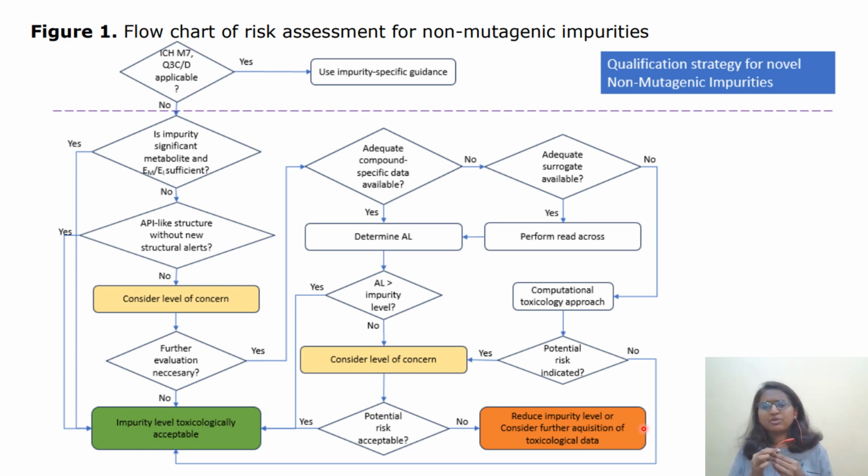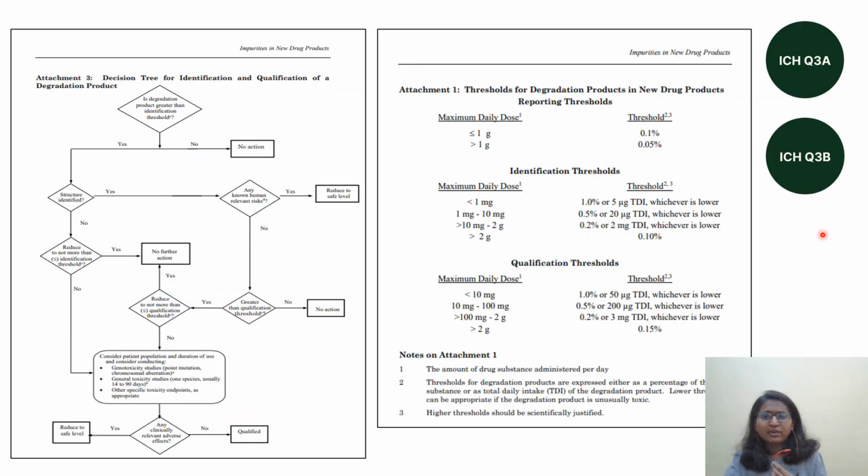you have to perform studies as given in the ICH Q3A or Q3B decision tree. At minimum, you have to perform some genotoxic assay, an Ames assay, and some systemic toxicology data, OECD 407. You have to derive the NOEL to qualify that impurity. That will be your last option. Let's see what we have. This is the one taken from ICH Q3A as well as Q3B.